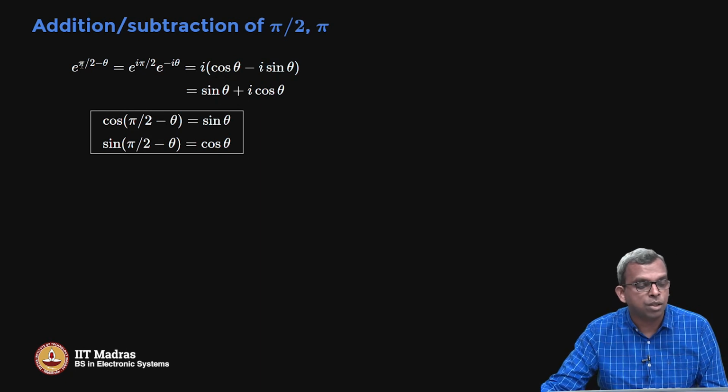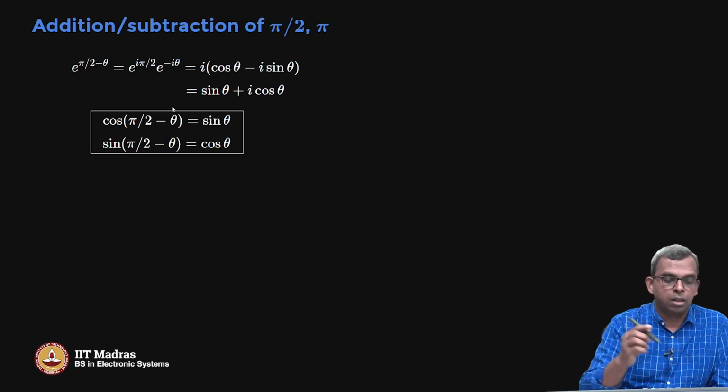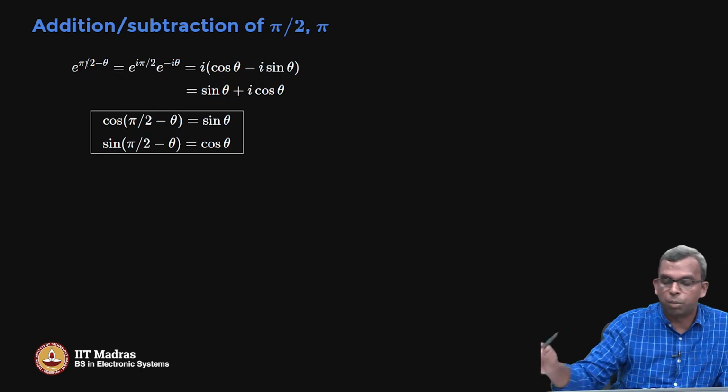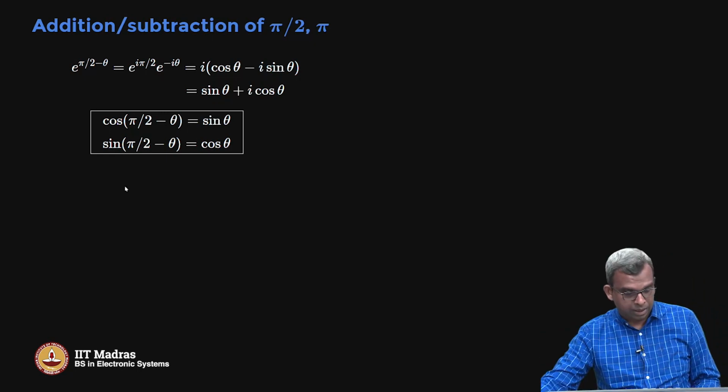There's a mistake here. This should be e power i into (pi by 2 minus theta). So maybe I should just correct that.